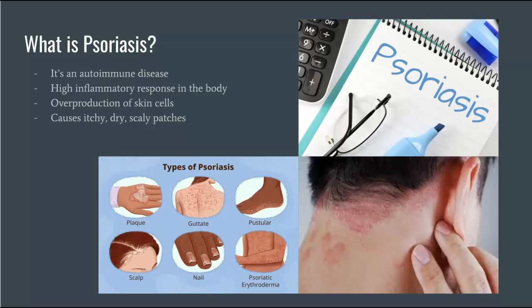So what is psoriasis? Psoriasis is an autoimmune disease, and it occurs when the immune system mistakenly identifies healthy skin cells as foreign invaders. This triggers an inflammatory response in the body. This inflammation leads to increased blood flow, more immune cells in the area, and it just further accelerates skin cell production, creating a cycle of inflammation and rapid cell growth in the skin.